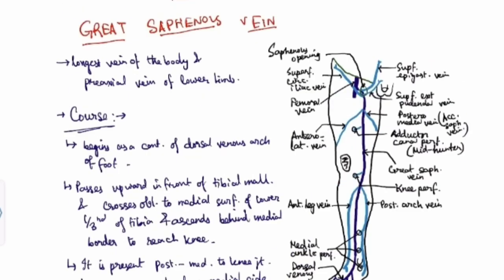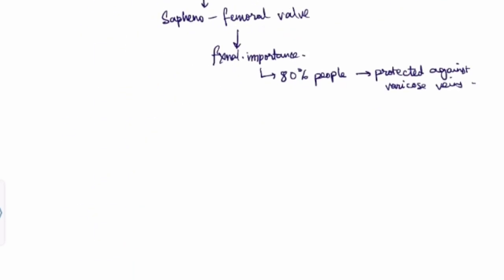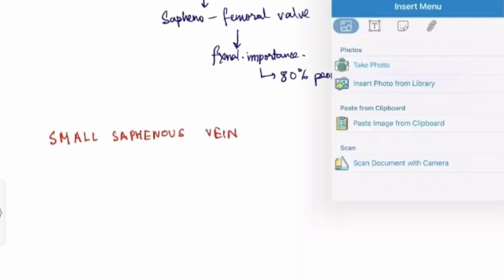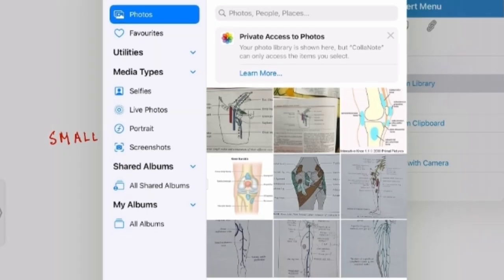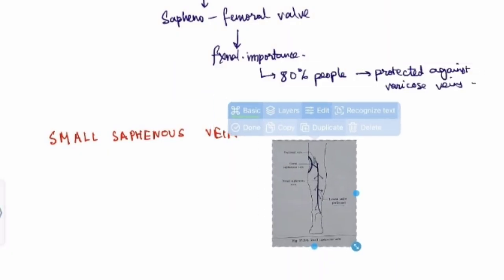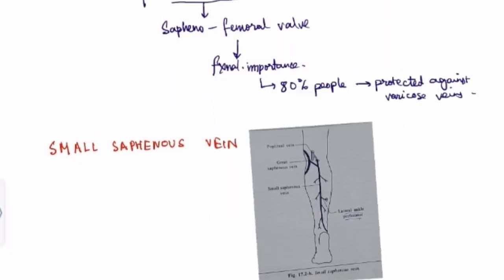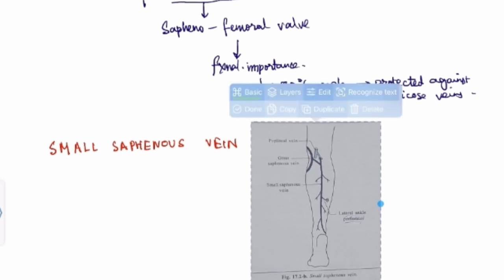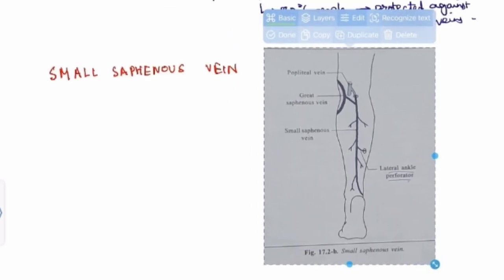Now, we will move on to the small saphenous vein. Let's write it wonderfully. Small saphenous vein. What I'll do is insert a photo. This photo is of the small saphenous vein. Wonderful photo. I'll make it big.